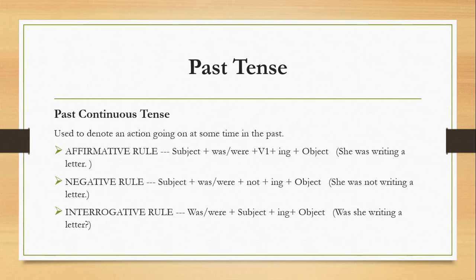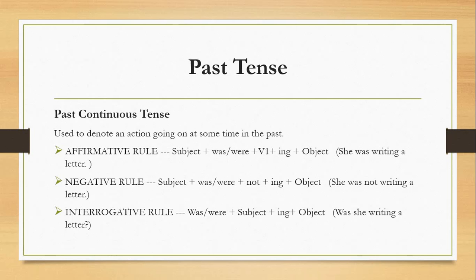Then comes past continuous tense. It is used to denote an action going on at some time in the past. So, in the past, it took some time, it was going on in the past. It was continuing in the past. For example, we can say that once she was crossing the road, the car knocked her down. We have two actions. One we are talking about in simple past and the other is in past continuous. There is always a condition. Okay.